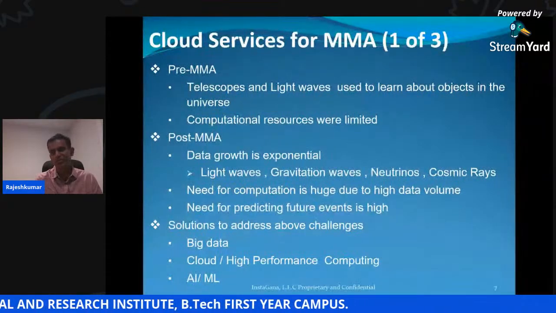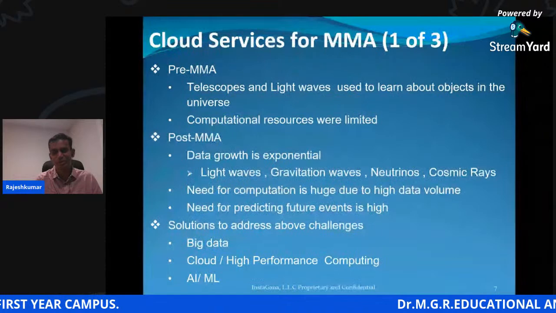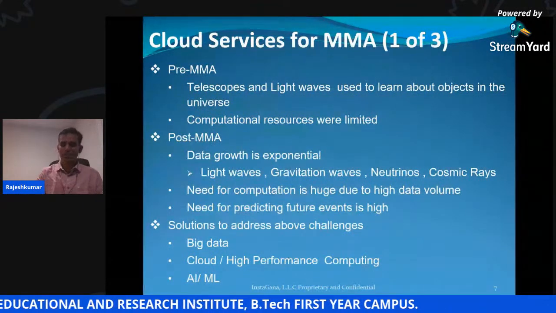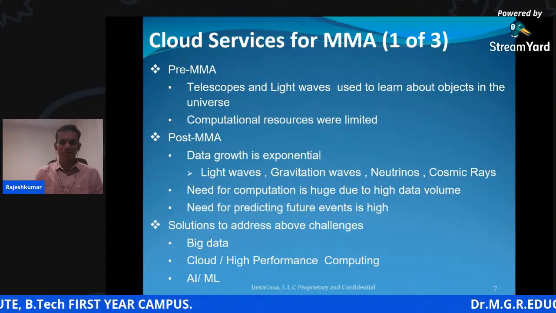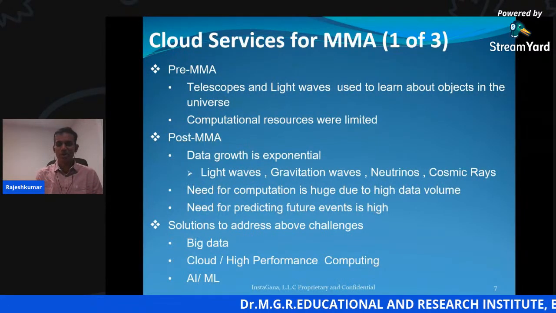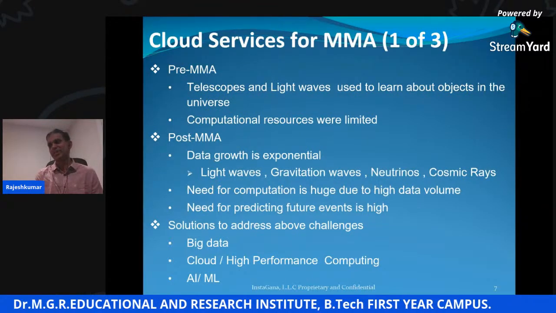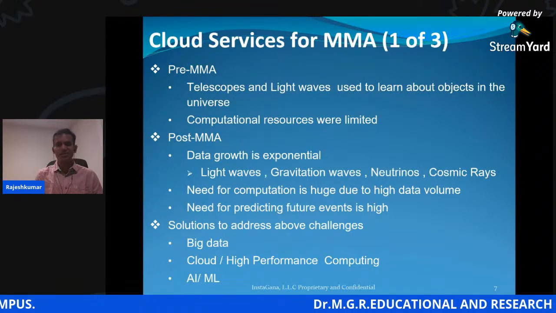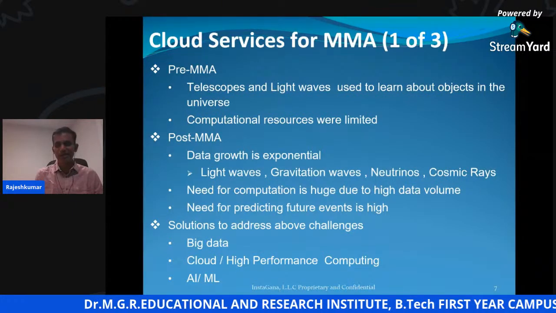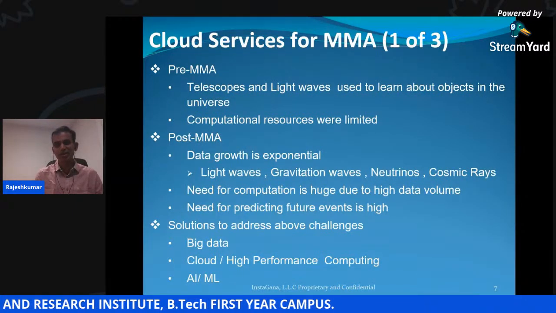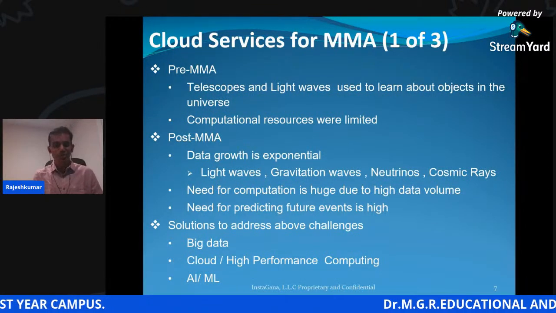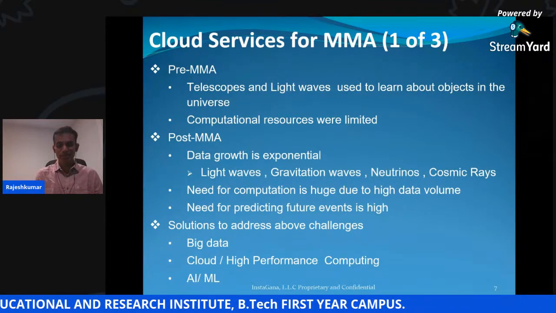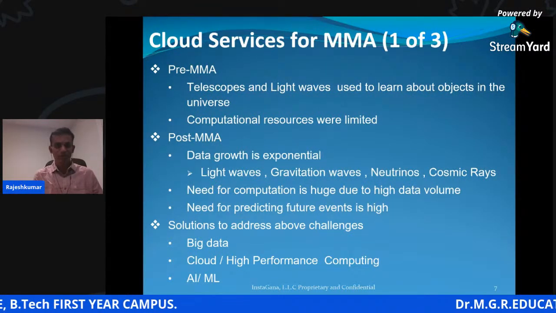But post MMA, when you see events like a supernova and solar flare, a lot of data is coming in from the astronomy field, and the data growth is exponential in all these messenger signals like light waves, gravitational waves, neutrinos, and cosmic waves. So how are we going to read all these waves? In all 360 degrees you are getting data. We need to constantly read them, try to make some sense out of it, so that it helps our ongoing experimentation and adds value to our studies. The need for computation was quite huge because the data volume and the frequency were huge.